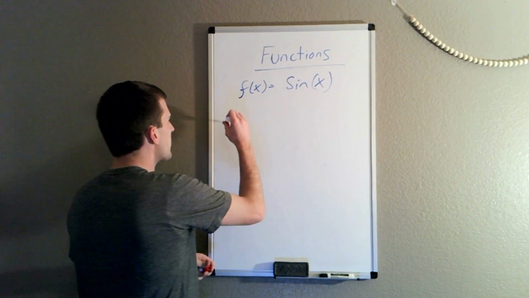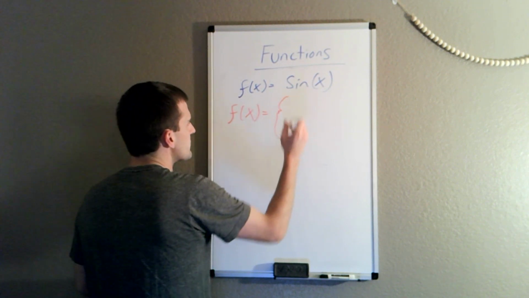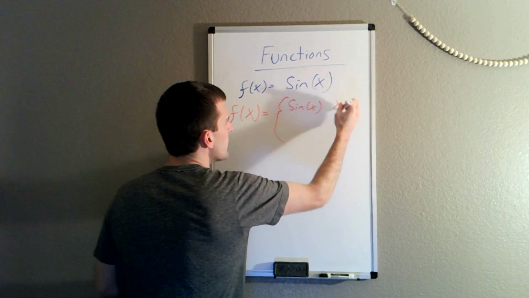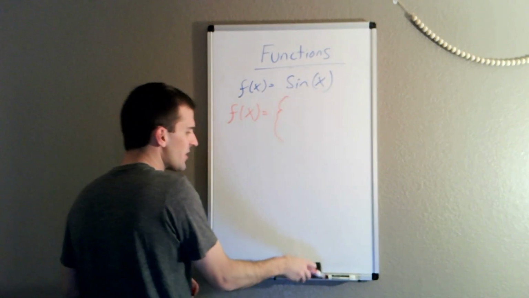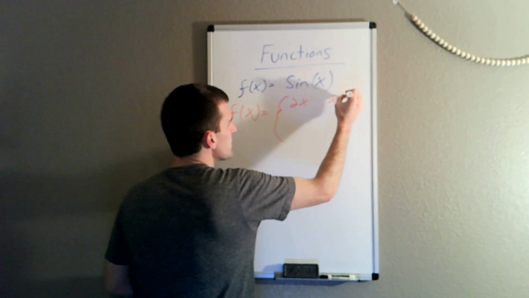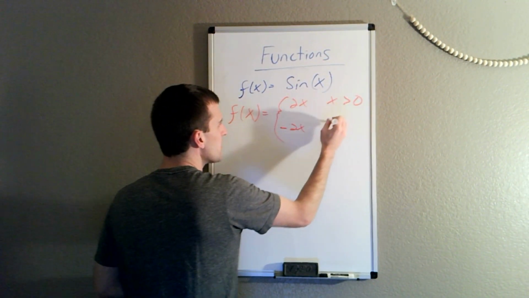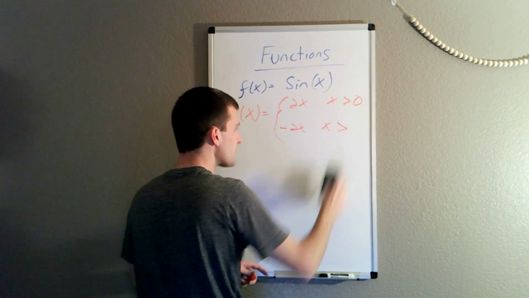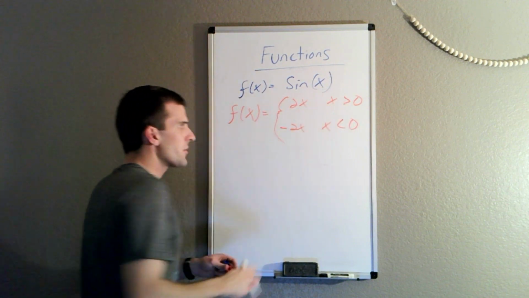So I could also have f of x equals... Actually, let's make this a little simpler before we jump into sines. Let's say it equals 2x when x is greater than 0, and negative 2x when x is less than 0. Oh, sorry, not greater than. When x is less than 0.